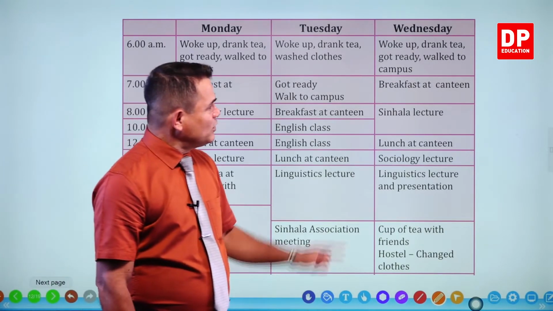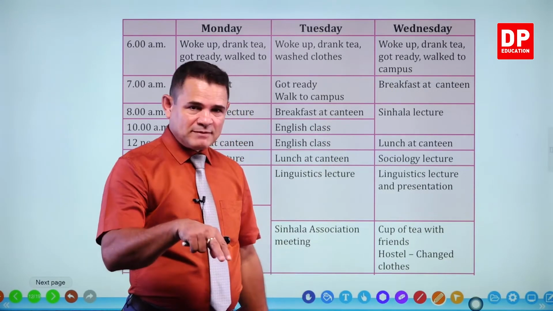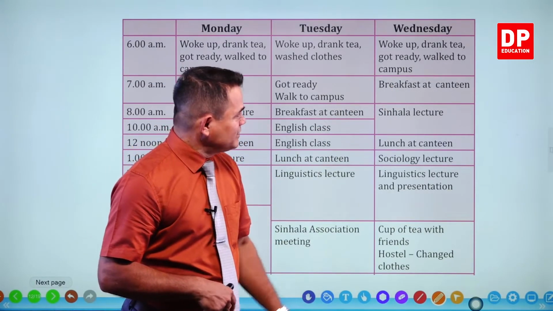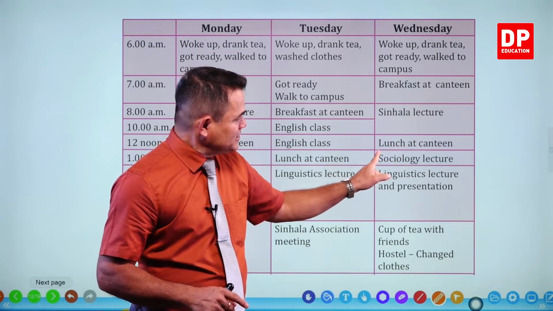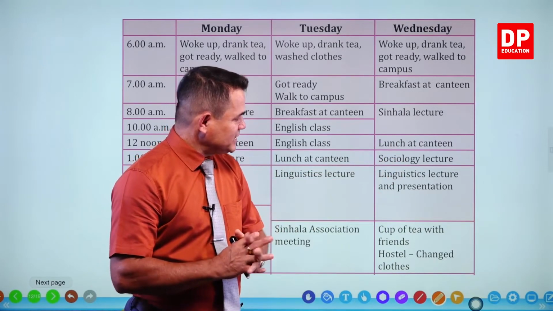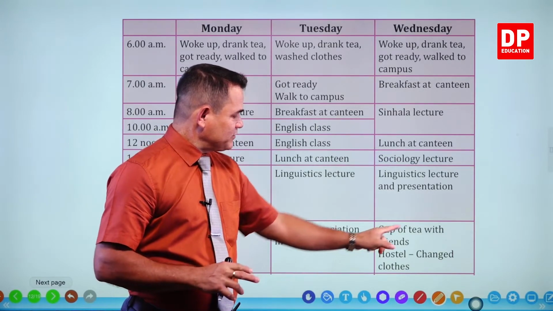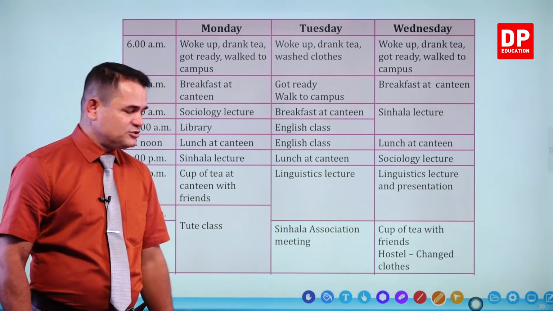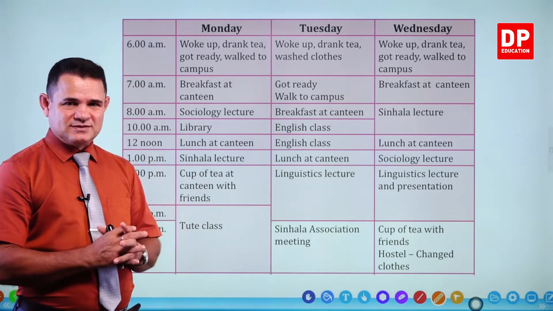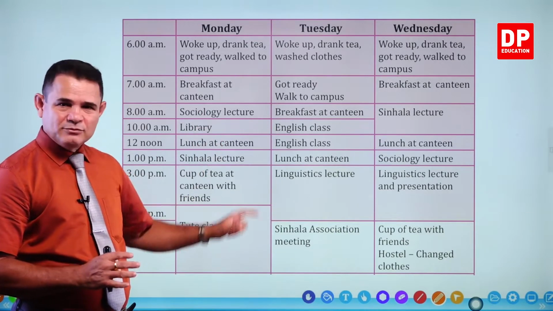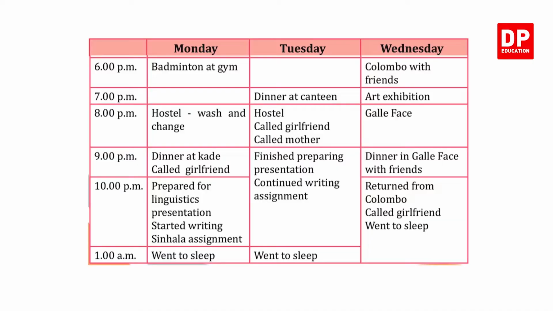And Wednesday, woke up, drank tea, got ready, walked to campus. Breakfast at canteen, Sinhala lecture, lunch at canteen, sociology lecture, linguistic lecture and presentation, cup of tea with friends, hostel, changed clothes. Right. So that is his diary, some entries. He has written down the things he did and the times. Now and then up to 5.